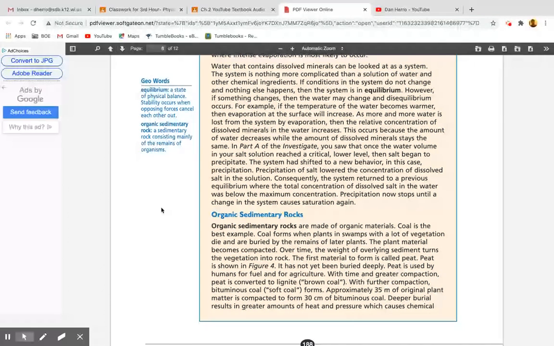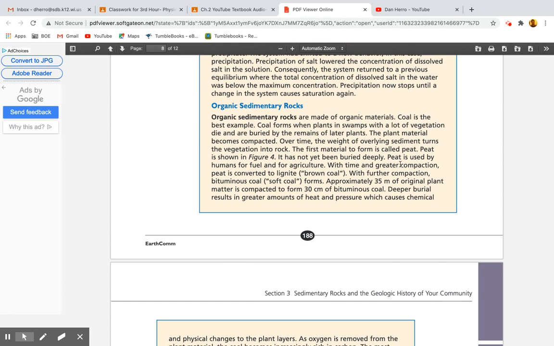In Part A of the Investigate, you saw that once the water volume in your salt solution reached a critical lower level, then salt began to precipitate. The system had shifted to a new behavior, in this case, precipitation. Precipitation of salt lowered the concentration of dissolved salt in the solution. Consequently, the system returned to a previous equilibrium where the total concentration of dissolved salt in the water was below the maximum concentration. Precipitation now stops until a change in the system causes saturation again.